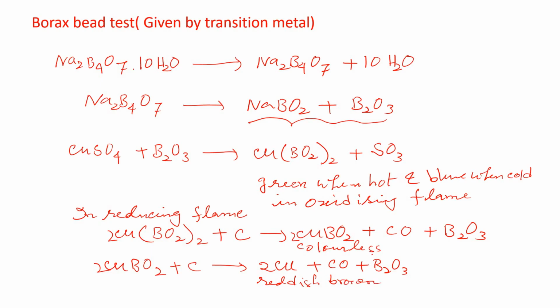Okay. So in the borax bead test, first this bead is formed after heating this borax, which is the combination of sodium metaborate and boric anhydride. Then with boric anhydride and the salts of the transition metal, it forms the different metaborate of this cation, which are colored. And it gives different color in hot and cold condition, as well as oxidizing and reducing flame. Now, let me explain the procedure.